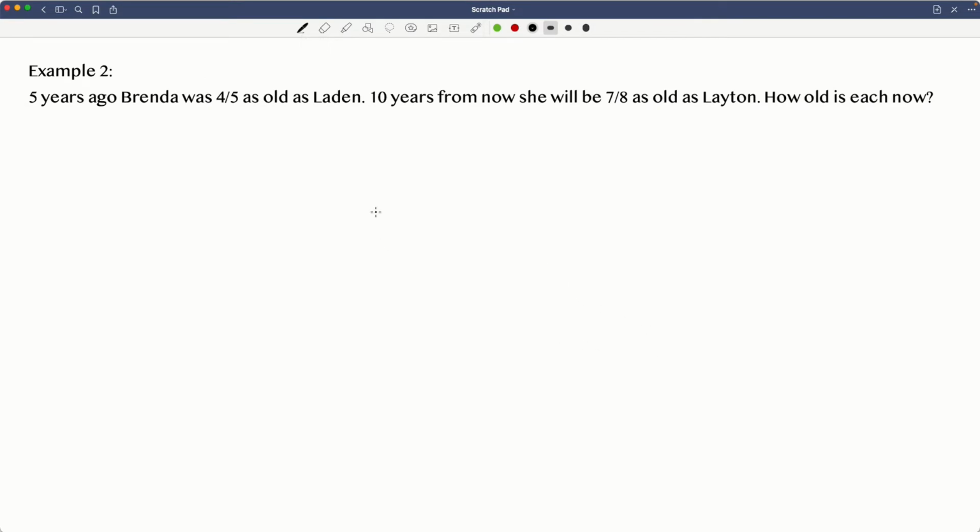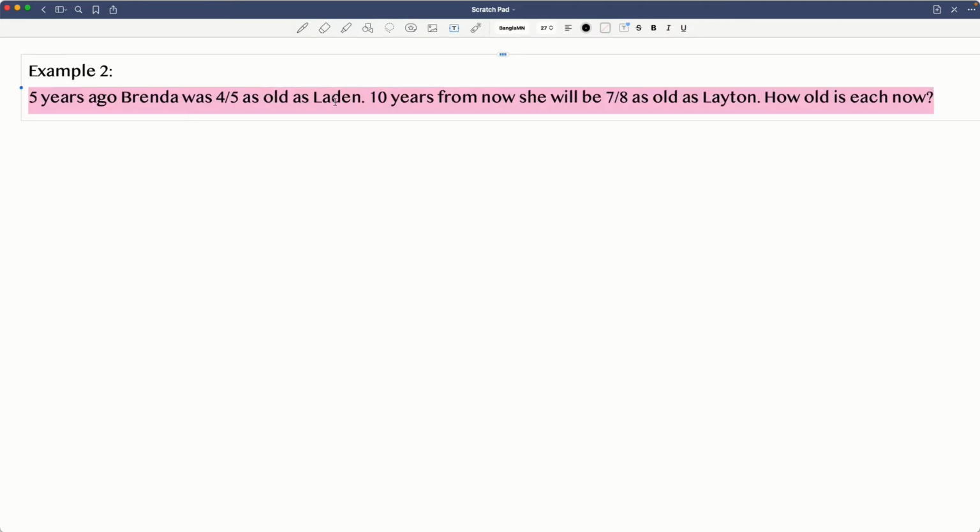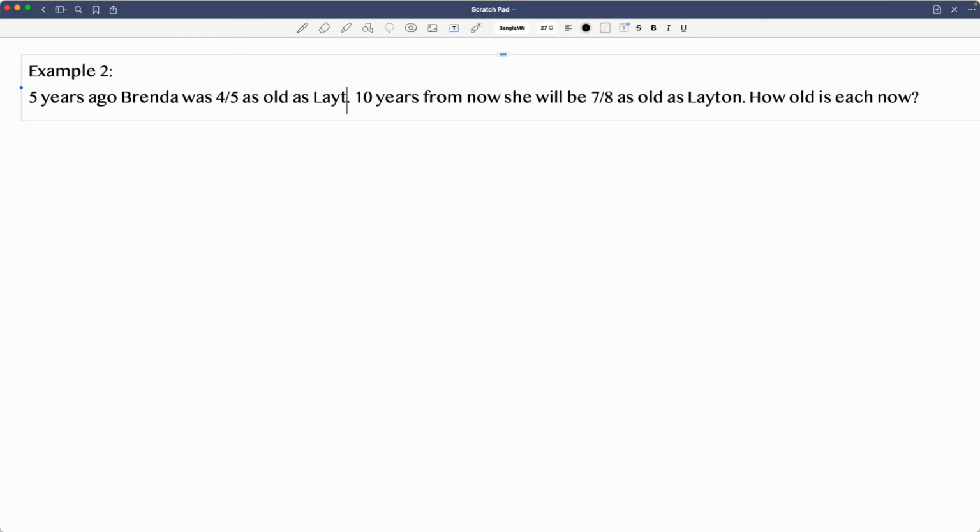All right, so now we have problem number 2 here. 5 years ago, Brenda was 4/5 as old as Leighton. It should be Leighton, sorry. I'm using the voice dictation and it doesn't always hear me exactly right. So let me put that in there correctly. I should have caught that first.